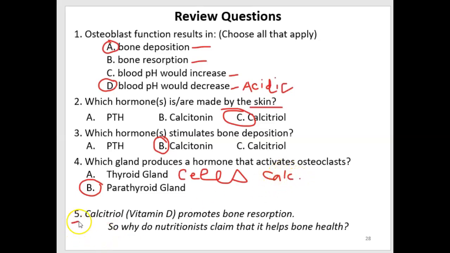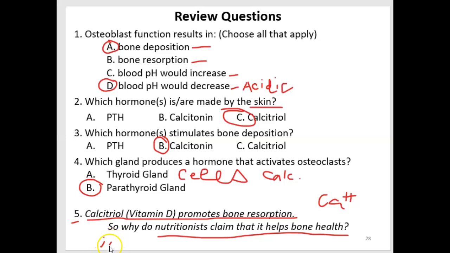And then this last question here, calcitriol or vitamin D promotes bone resorption. Okay, so taking calcium out of the bone. It does do that. Why then do we claim that it's helpful for bone health? Well, it has to do with the intestinal absorption of calcium and acting on the kidney to not allow calcium to be released with urine.